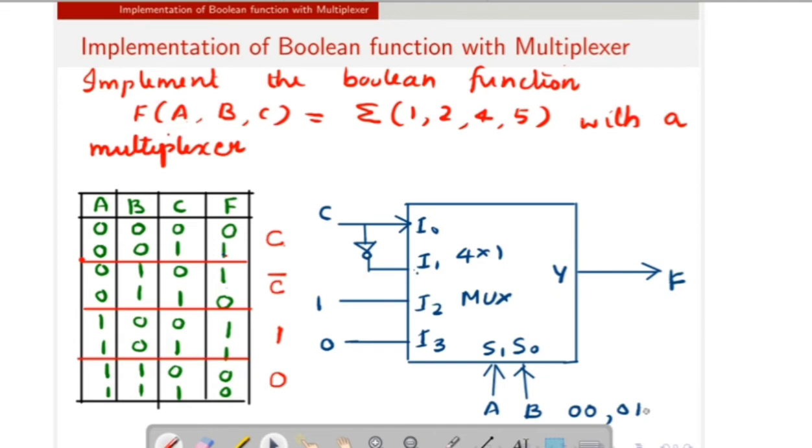Right? Then when selection line is equal to 1, 0, it selects I2. So I2 is always 1. So here the output is always 1. Does not depend upon the C. Then selection line is equal to 1, 1, it selects I3. I3 means F is always 0. Okay. So for I3 we connected to 0. Clear? This is the implementation of this Boolean function with 4x1 multiplexer.